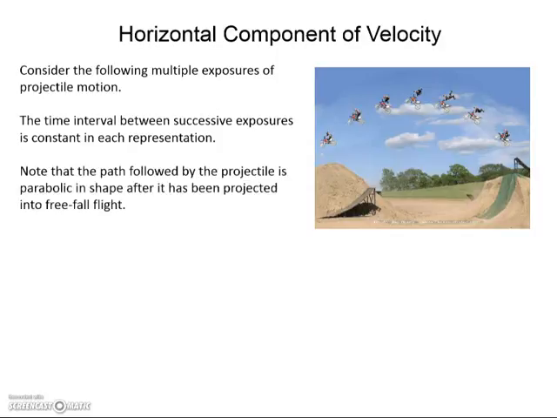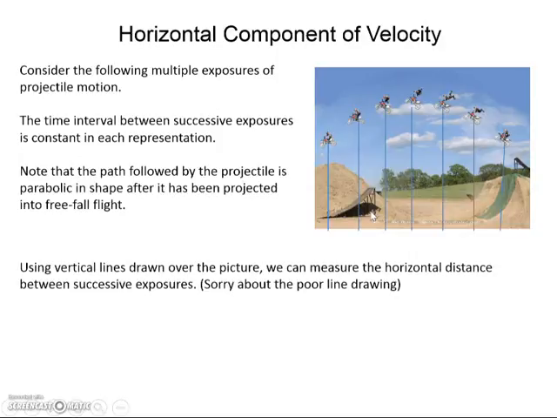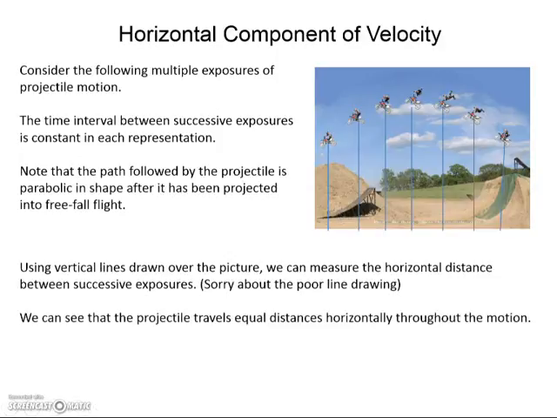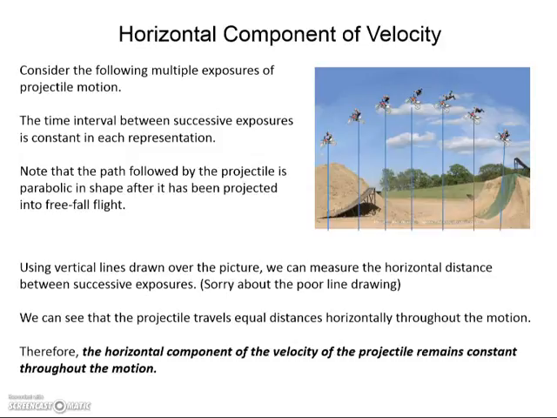So if we put lines down, here we go, terrible lines, we can see that the time intervals, or how much time has passed between each exposure, are going to be the same. And using these vertical lines, we can measure the horizontal distance between successive exposures. If my drawings were good, what we would see is that the motion of him going across the ground, or the change in range, from here to here he might have gone 2 meters, 2 meters, 2 meters, 2 meters, the gaps would be constant. So we can see that the projectile travels equal distances horizontally during this motion.